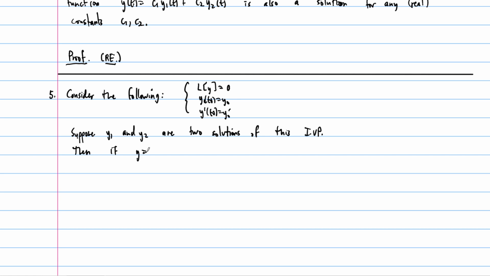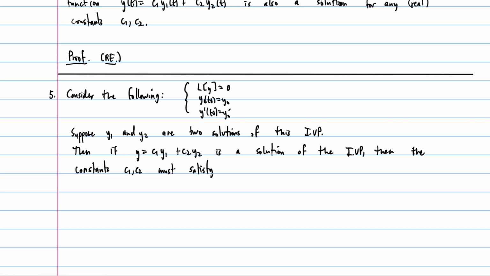All right, then if y equals c1 y1 plus c2 y2 is going to be a solution of the initial value problem, then it must satisfy the following. So the constants C1 and C2 must satisfy the following system.